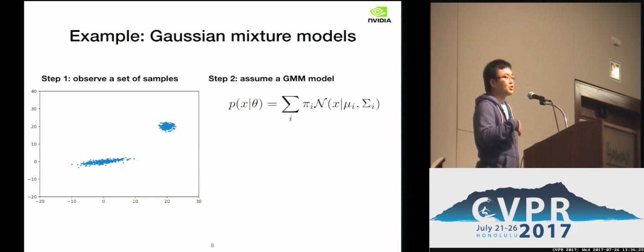Typically, what we do is we assume a parametric model. In this case, we can assume Gaussian mixture models. So in this model, we have a probability of X conditioned on theta. Theta is the model parameters. In this case, the model parameters include the component contributions pi_i, the means, and the covariance matrices. So this is our inductive bias about how we're going to interpret the data we observe.